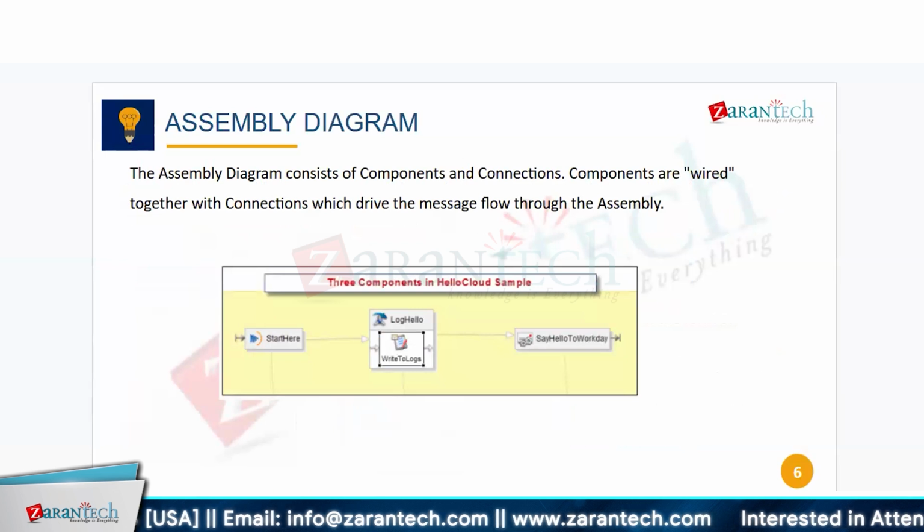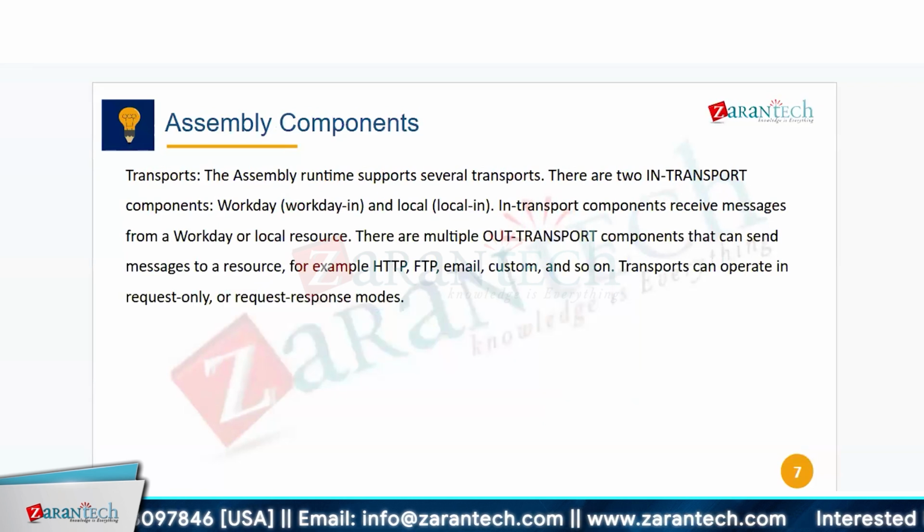The assembly diagram consists of components and connections. Components are wired together with connections, which drive the message flow through the assembly. In the direction you have connected, the message flow will happen in the same direction. Like from start here to log, or from log you have connected to say hello. Then after initiating the integration, it will go and write a log in the log component, and then it will call the processing for say hello.